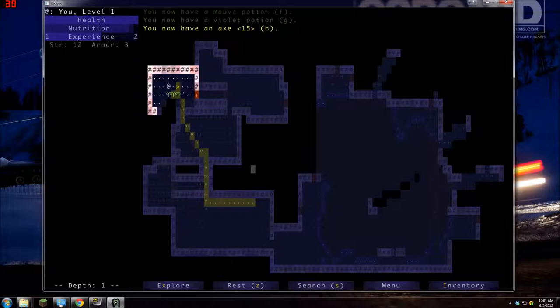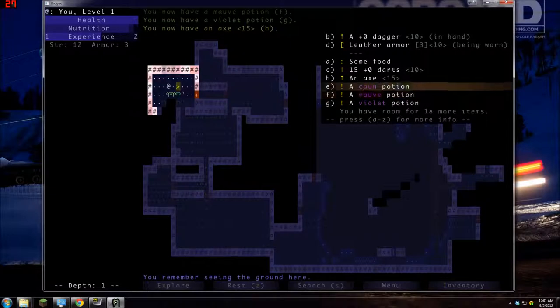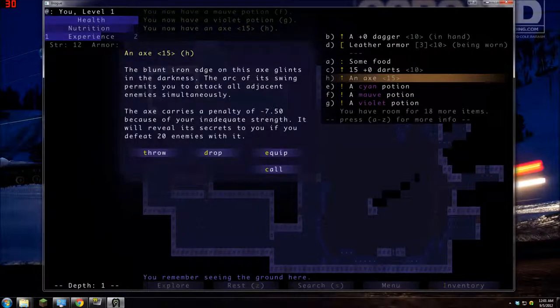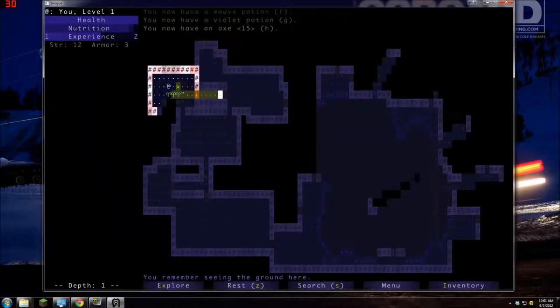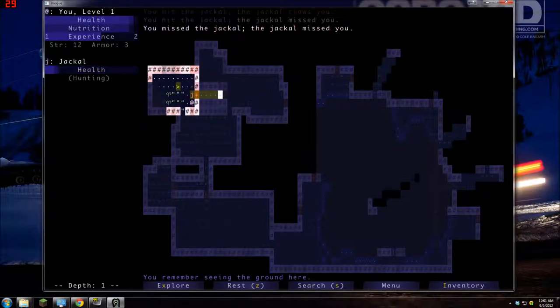And I got an axe. I'll explain potions in a second, but the axe requires strength 15. That's what the 15 means. And I have strength 12. I can equip it now, but the penalty is really bad. It makes it almost useless. So with potions, the only way to figure out what the hell they do is to actually drink them. Oh, let's kill this jackal.